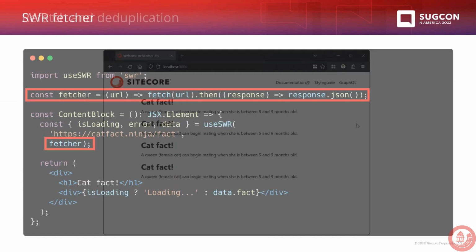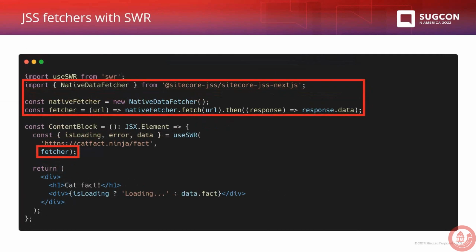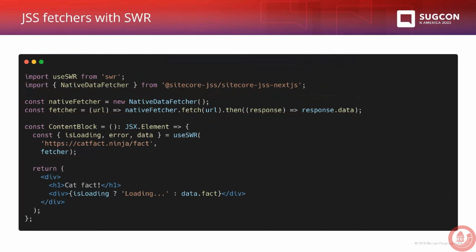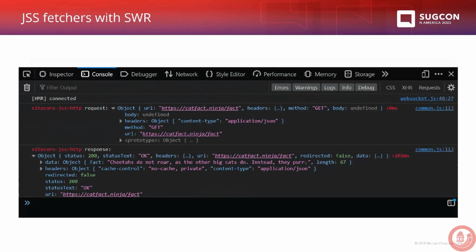I showed previously with SWR that you supply a generic fetcher function. If you want, you can even use the JS data fetchers. So here, what I'm doing is I'm just setting up a fetcher function using the native data fetcher and providing that to SWR. Cool thing about this is now that SWR is using the native data fetcher to make API calls, when you turn on the debug logging in the browser, you'll start getting debug logging with SWR. So that's quite nice.